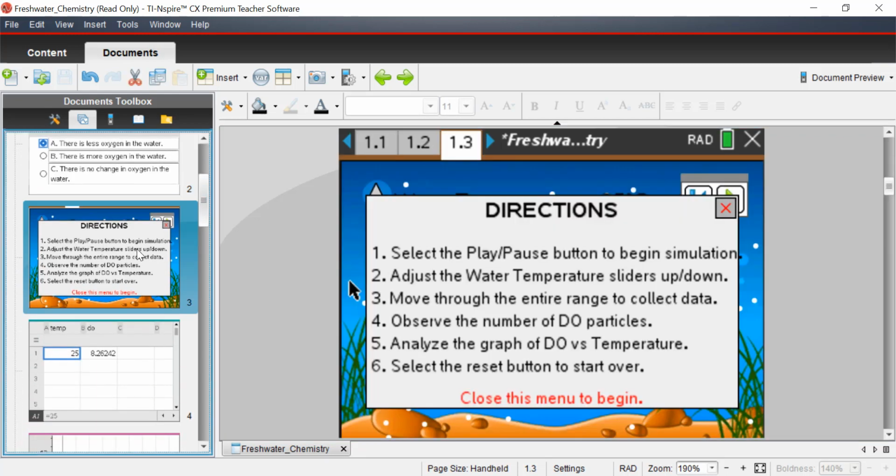All right, so page 1.3, this is our first simulation. There's two in this activity. Directions are, we're going to press the start button, and adjust the water temperature slider up and down. We're going to move through the entire range to collect data. Now I'm going to skip around a little bit here, and kind of cheat. We'll run through the simulation a couple times, but then I'm going to show you a data set to give you a reasonable idea of the relationship between temperature and dissolved oxygen. And DO stands for dissolved oxygen. A little bit later, we're going to look at a graph of DO versus temperature.